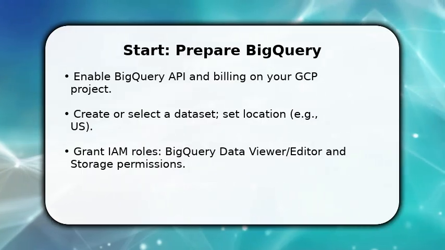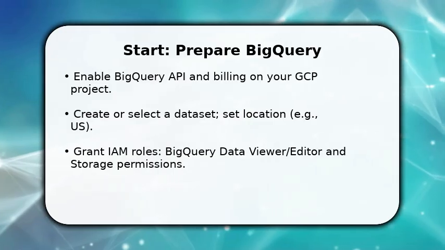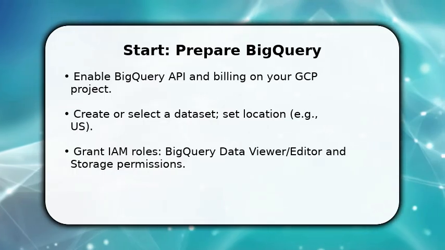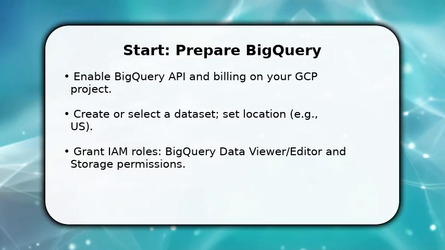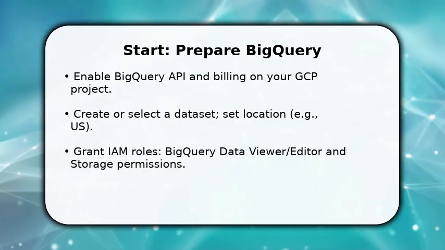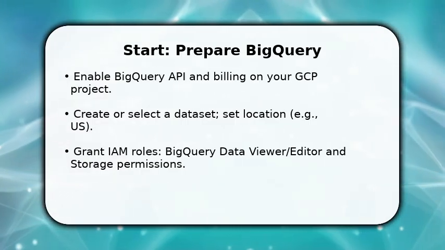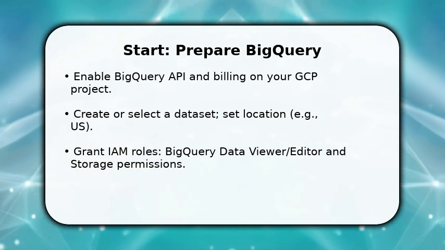Once the dataset exists, assign IAM roles to users or service accounts so they can read, write, or manage resources. While you do this, connect a data source, Cloud Storage or streaming, so loading is immediate. This sequence avoids permission and location mismatches later.